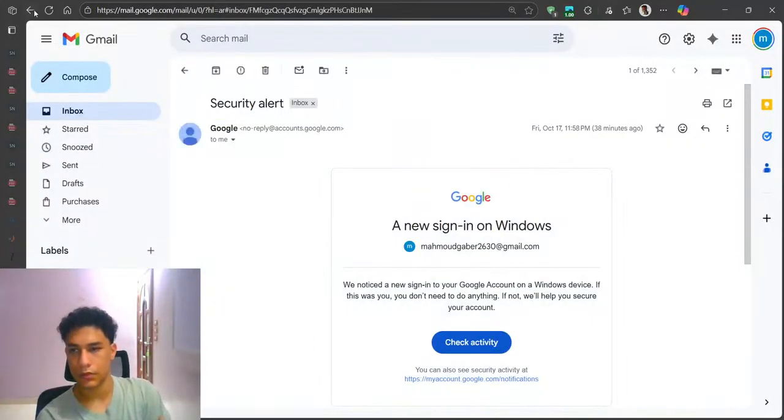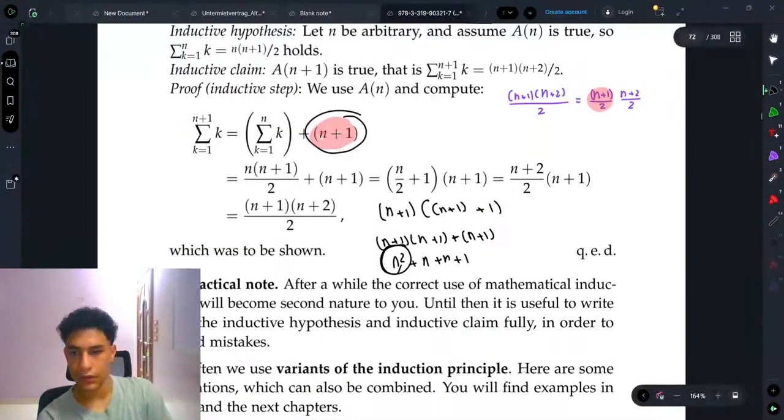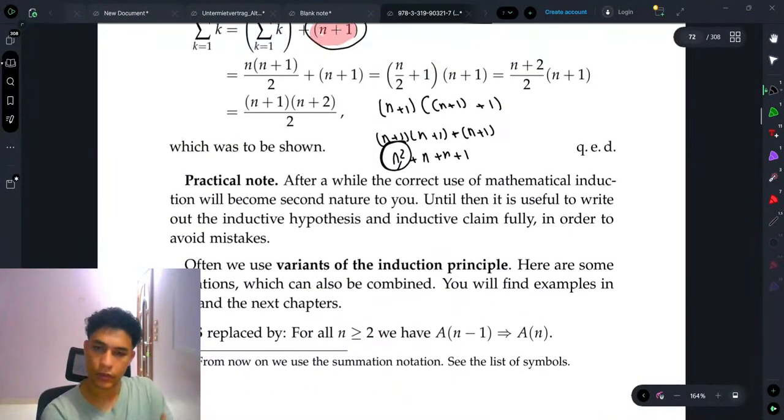I'll just open this and close it again to remove the notification, because I'm actually waiting for something right now.